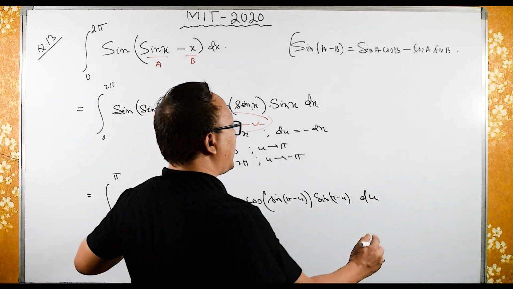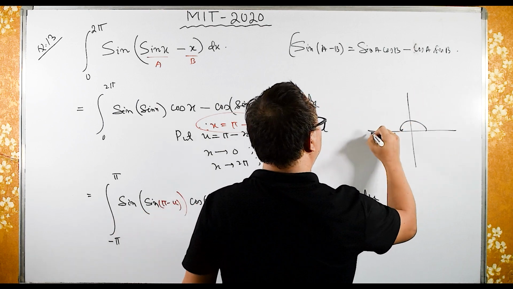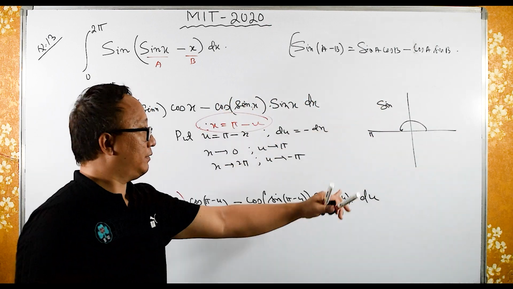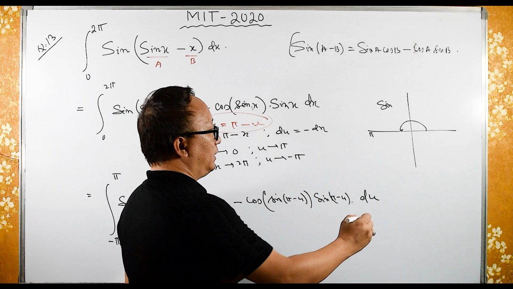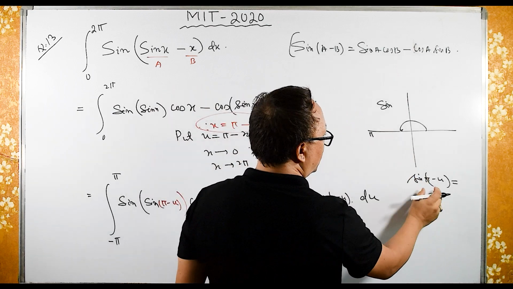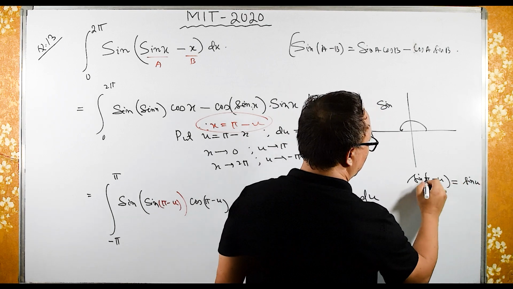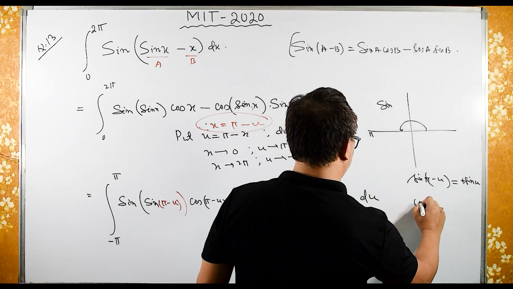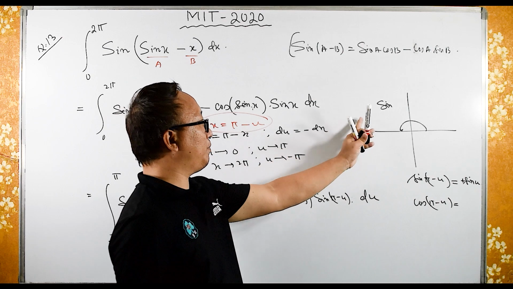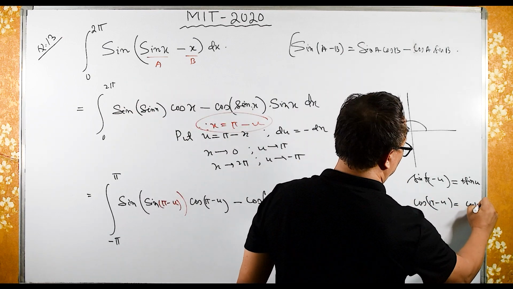What is sine pi? From here to here is pi. Here this is in the second quadrant, where sine is positive. Therefore sine of pi minus u becomes, since it is a multiple of pi, sine goes to sine and it will be plus because it is in the second quadrant. Cos of pi minus u is in the second quadrant, so cos goes to cos, but it will be minus.